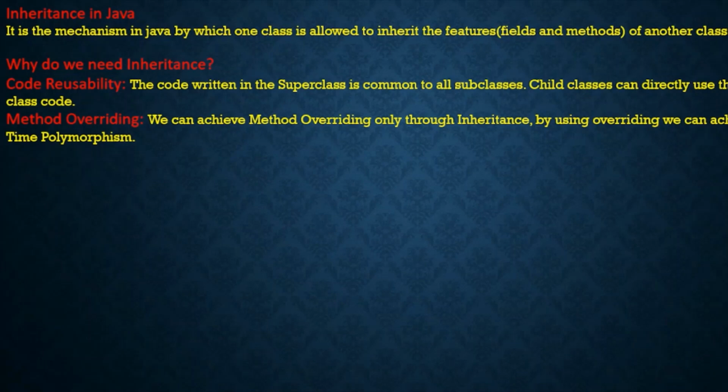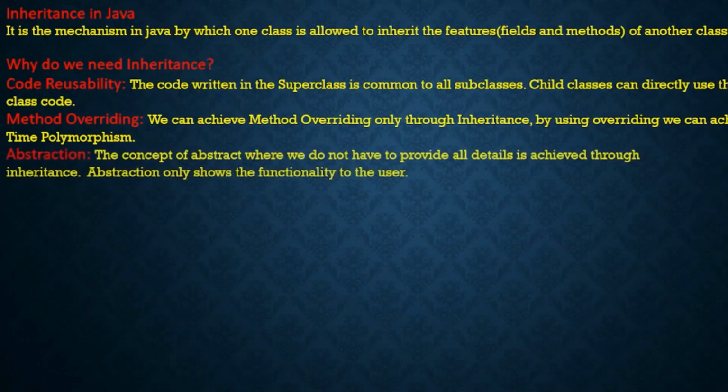Okay. So another concept that is related to overriding is that we can achieve runtime polymorphism by using the override principle. I will explain what runtime polymorphism means going further. And to achieve abstraction also we are using inheritance.